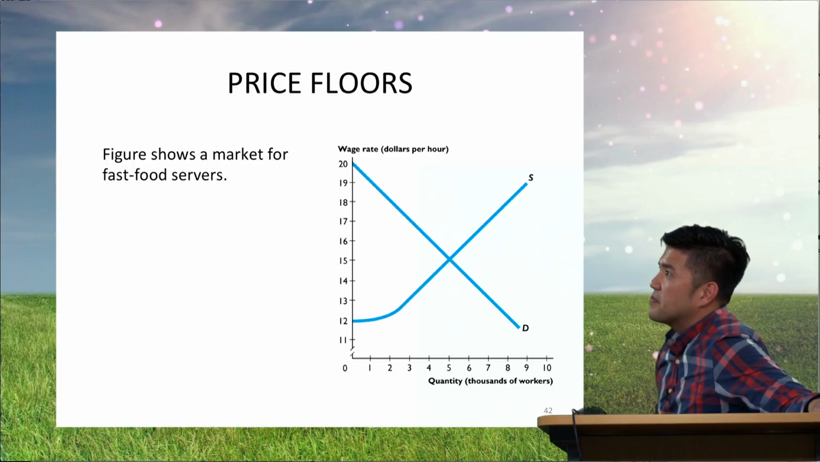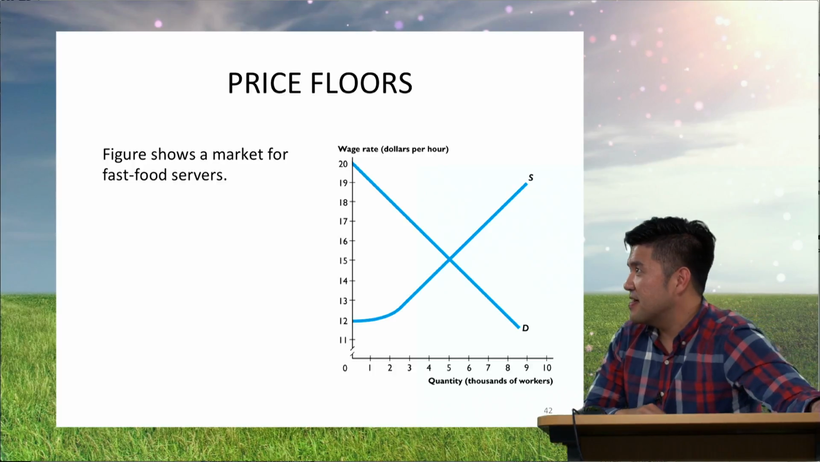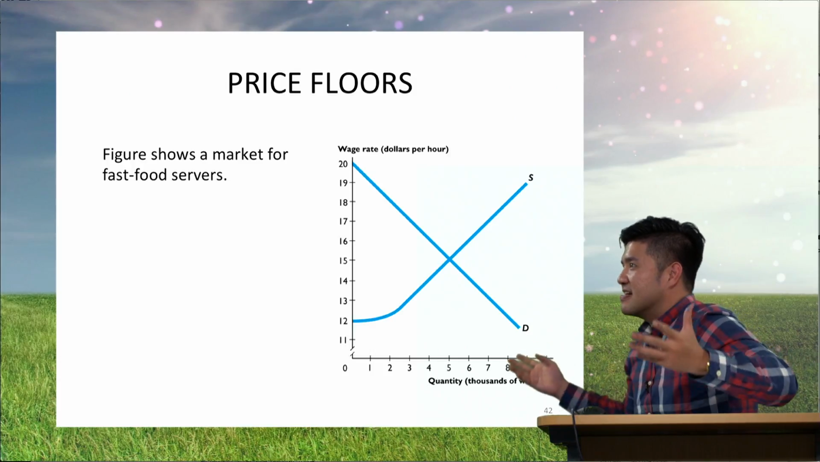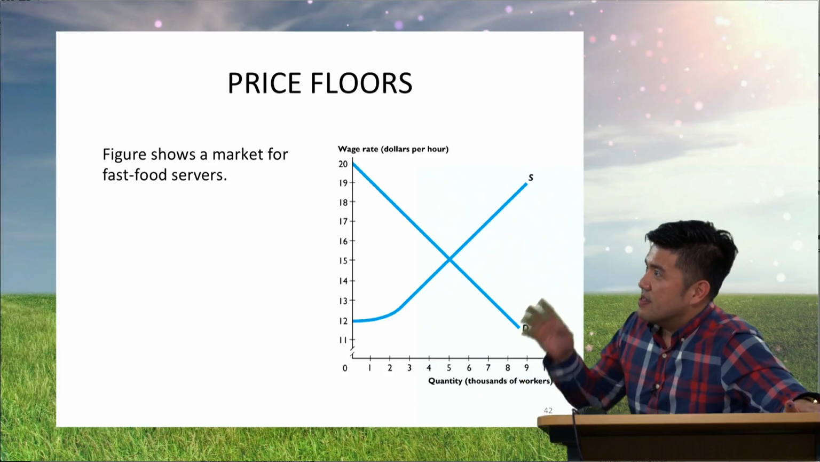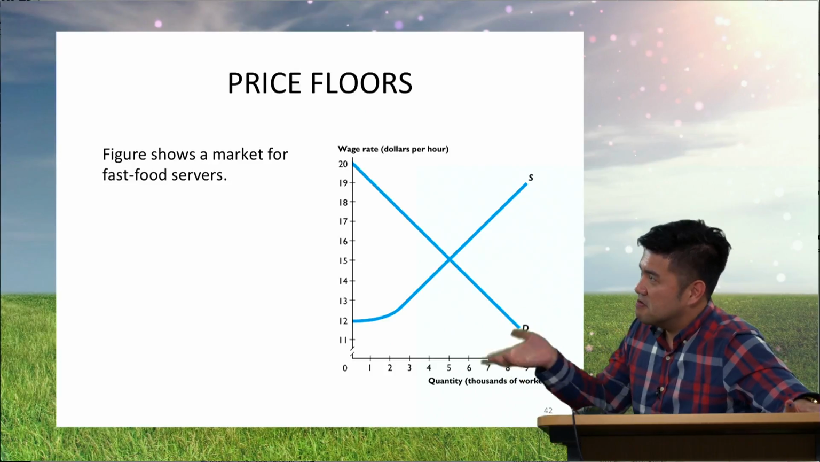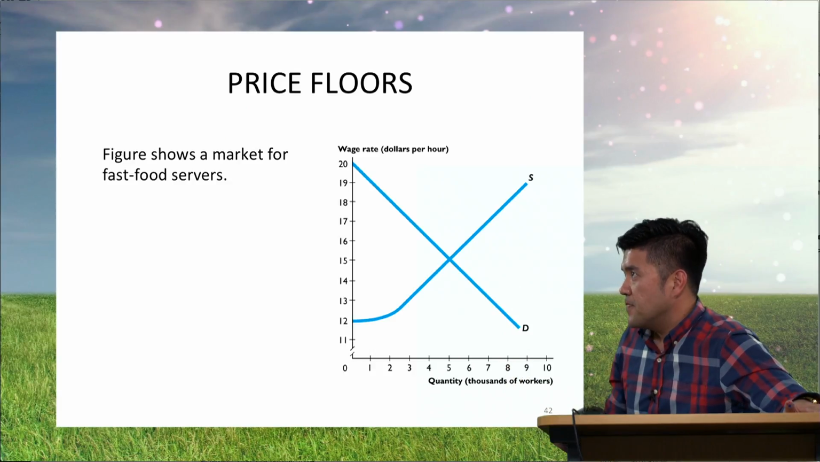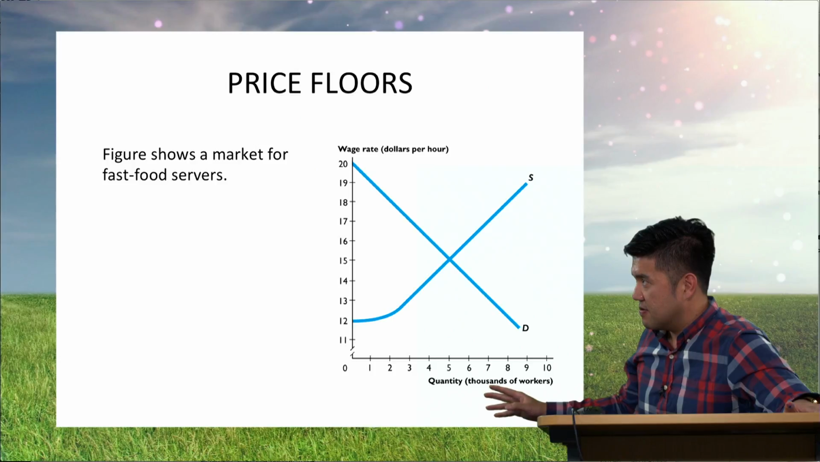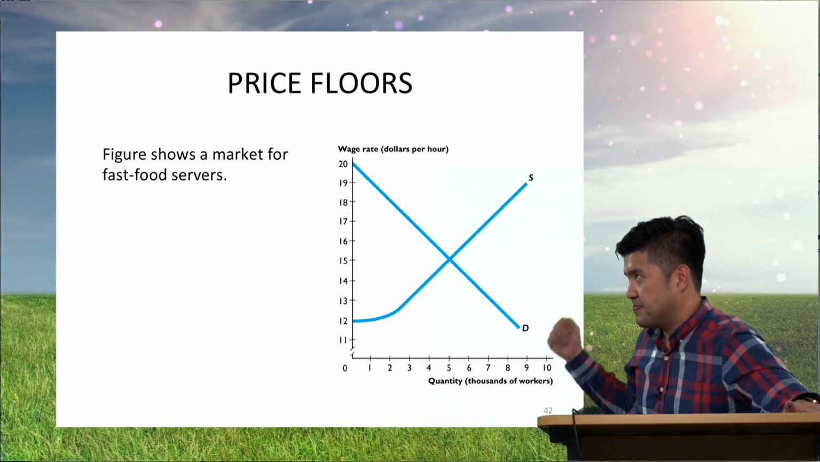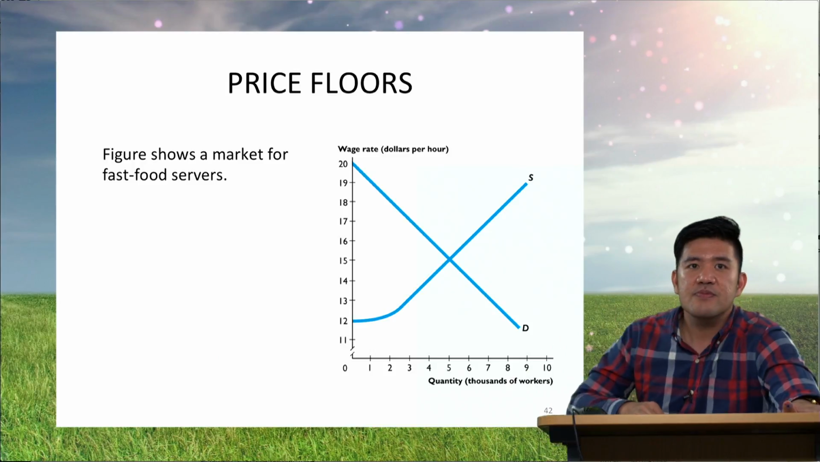Let's look at this figure. What am I talking about here? I'm talking about the labor market. The figure shows a market for one type of labor, fast food service, just say. What is the price of labor? Wage. And here we have quantity, thousands of workers, just say, in thousands. We bring in the demand and supply.